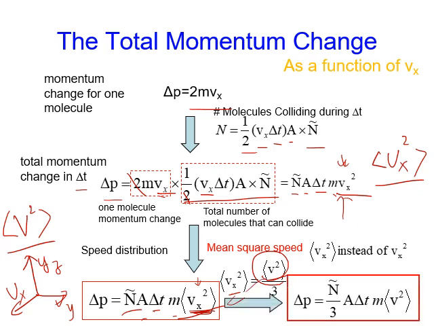So here is the total momentum change in the time interval delta t. How much momentum change? You need the mean square speed, which we already know. So we'll see in the next slides how to calculate the momentum change and then calculate the pressure.